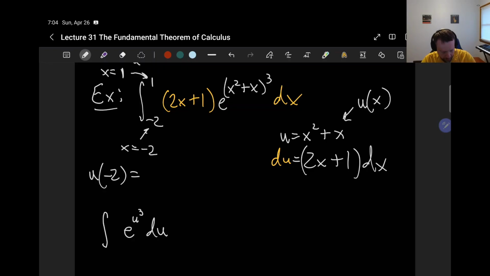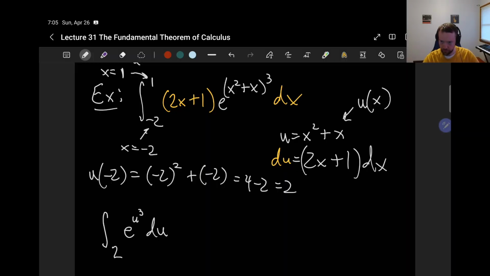So the way that you do that is that you plug in those old x values into your u expression. So u is x squared plus x. I get -2 squared plus -2. 4 minus 2, 2. Now we plug in the upper limit, 1. Get 1 squared plus 1, also 2.